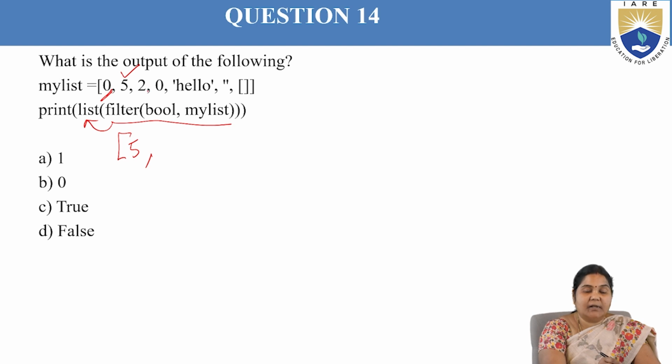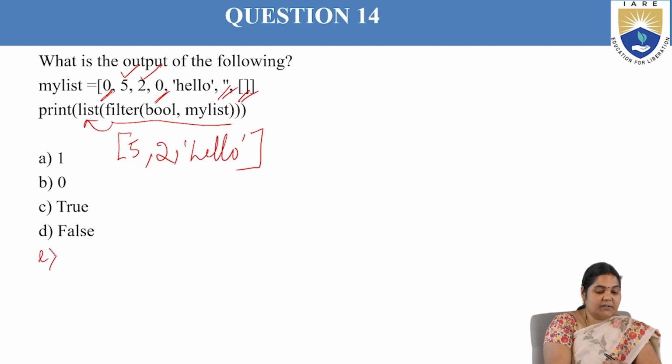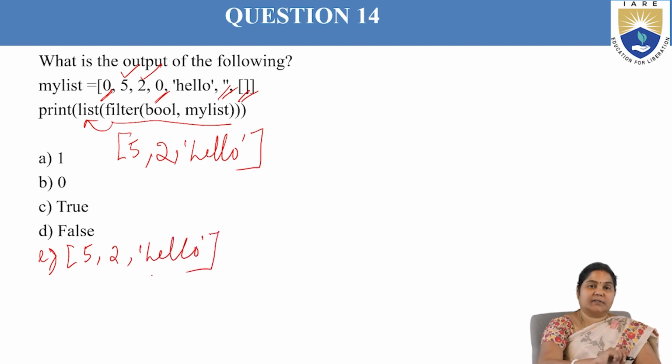2 is a valid value, so it will come into the list. Again 0 is there, it is an empty value, so it is going to be filtered out. Next, hello is a valid string, so it is going to contain hello. And the remaining ones are empty, so this will be the output. None of the first two answers are correct. The correct answer for this question is the list 5, 2 and hello.